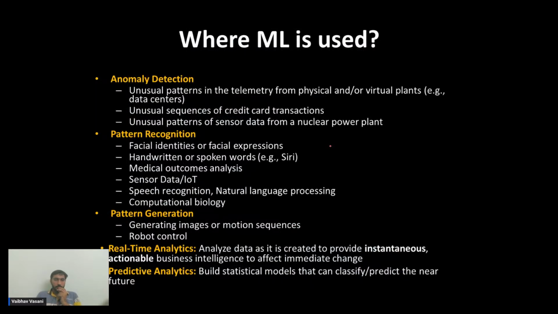Yes. Okay. So another application is pattern recognition. Thank you so much everyone for responding yes. So anomaly detection is discussed now. Pattern recognition: facial identities or facial expression. Facial recognition is very important, because based on facial expressions we can identify what type of mood the person is in. Based on that we can recommend some music. Music recommendation can be done.